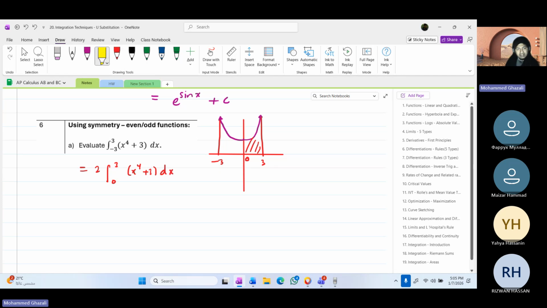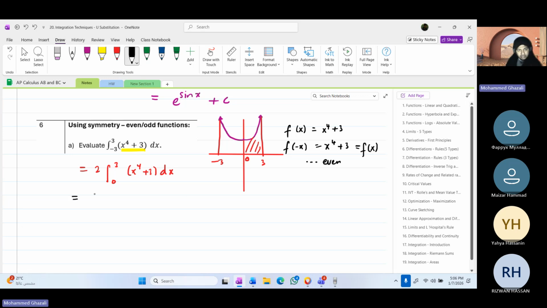Now, when does this happen? When the function is even. How do we know whether this function is even or not? So remember, f of x is equal to x to the power 4 plus 3. If I put negative x, it will still become x to the power 4 plus 3, because negative x to the power 4 is x to the power 4. So this function is even. Why is it even? Because f of negative x is f of x. It's symmetrical about the y-axis.